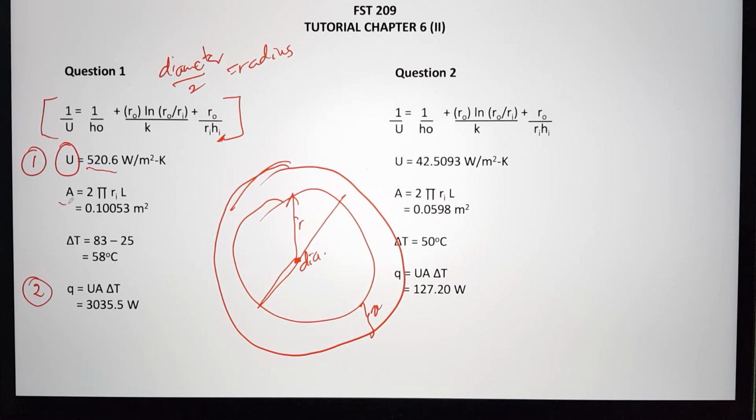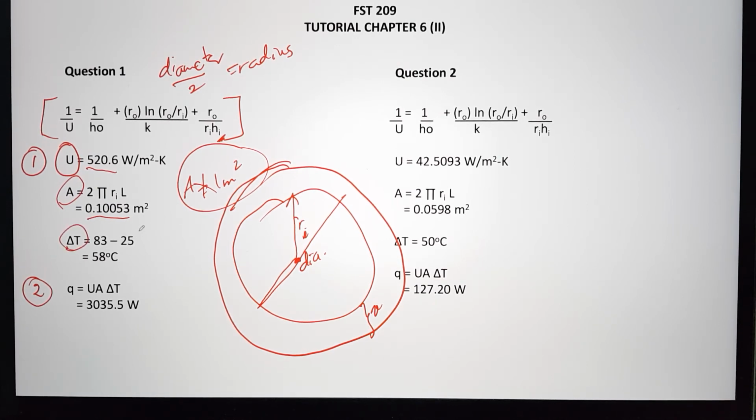Then you need to calculate the value of A. Do not assume A as 1 meter square. No, this one is wrong, because normally this area of 1 meter square is meant for flat surfaces. But for tubing, you need to calculate the value of A using the equation 2 pi RiL. You need to calculate the value of Ri, and then the value for A is 0.10053 meter square, followed by the calculation of delta T.